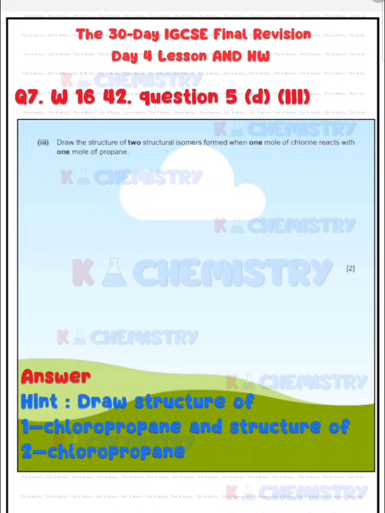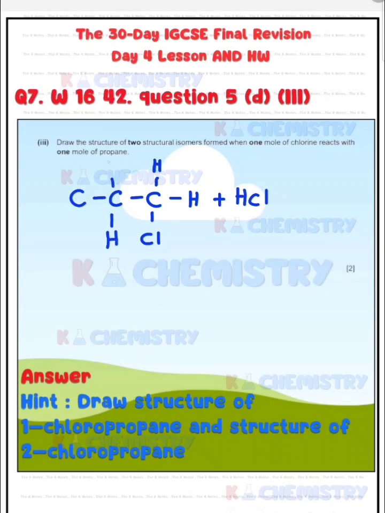Draw the structure of two structural isomers formed when 1 mole of chlorine reacts with 1 mole of propane. So the first thing to do is to write the reaction. When you add 1 mole of chlorine, only one hydrogen atom will be replaced. So propane has 3 carbons, and one hydrogen will be replaced. So it is C3H7Cl plus HCl. Take care, only 1 atom will be replaced. Then this is the first compound formed.